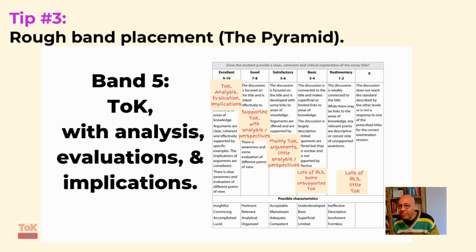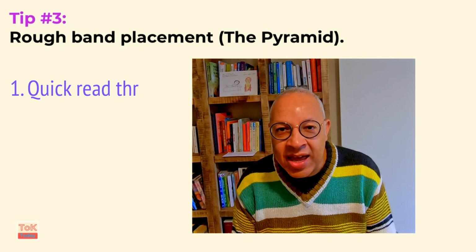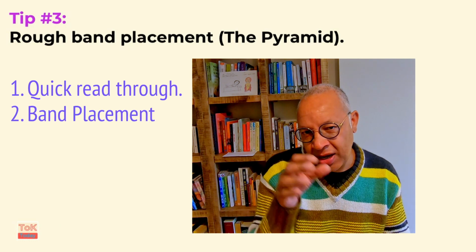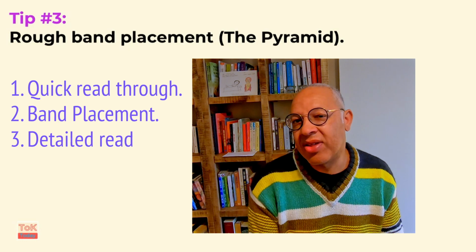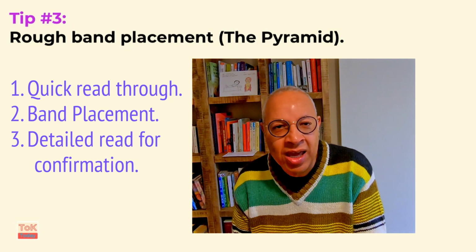And then finally, obviously in band 5, 9 to 10 marks, we're seeing very cogent and coherent essays here. There's a lot of knowledge arguments, a lot of analysis, there are evaluations, there may even be implications in this band as well. So what I try to do is quickly read through the essay and then try to place it within one of these rough bands, and then a more detailed reading to see if my placement is correct. It sort of helps me to clarify where things should be in my head.